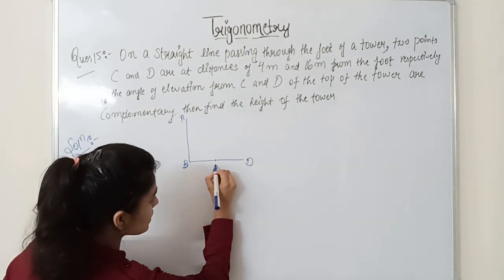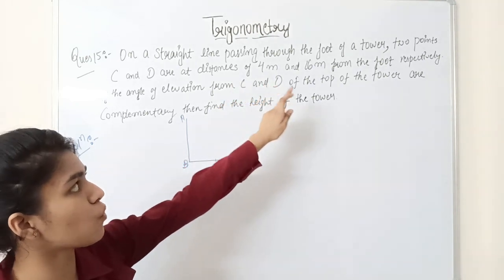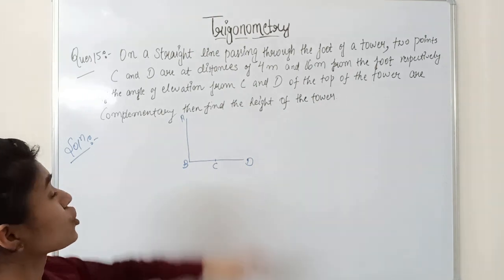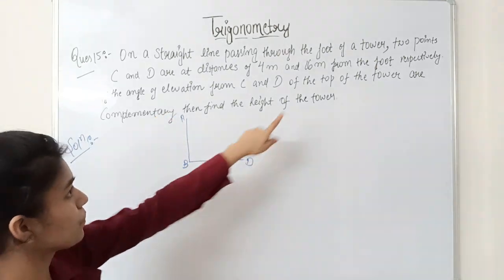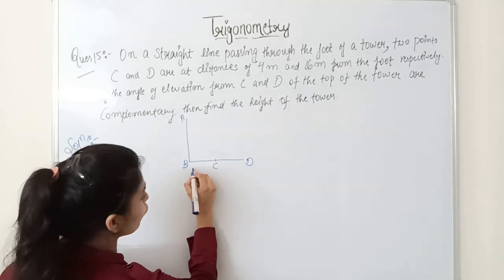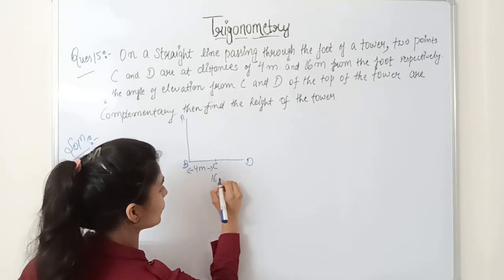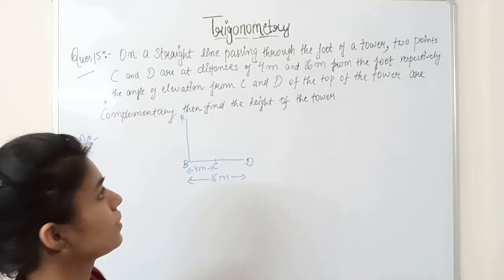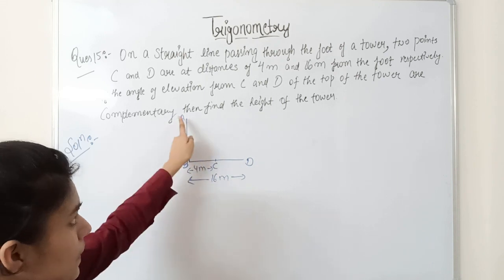2 points C and D at a distance of 4 meter and 16 meter. Once again read the question. On a straight line passing through the foot of a tower, 2 points C and D at distances of 4 meter and 16 meter from the foot respectively, the angle of elevation from C and D.